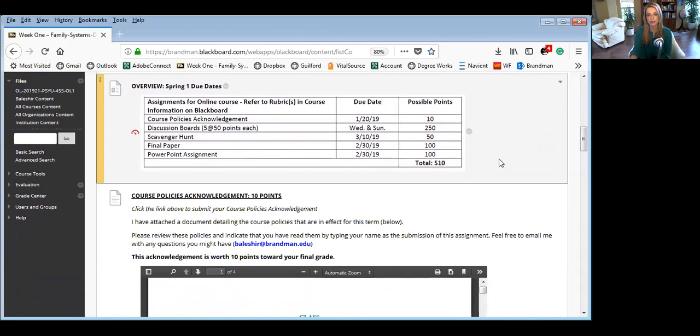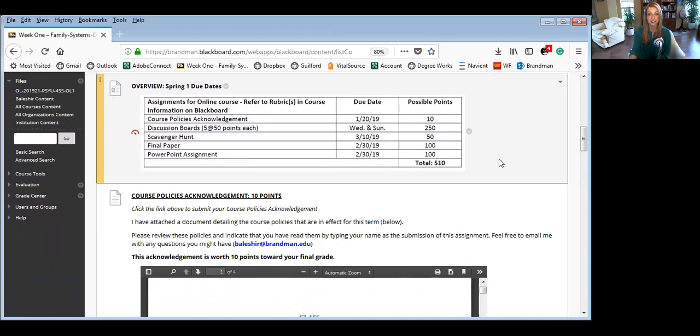The first assignment that's going to be due is the course policies acknowledgement. I'll go over that briefly, but that's going to be due on Sunday, and it's worth 10 points. It's 10 easy points. Make sure you write your name in there by the end of the week. Review those course policies. Ask me any questions that you have. Clarify any issues that you're unsure about, and get in touch with me. I'm here. I'm available, and I'd love to hear from you.